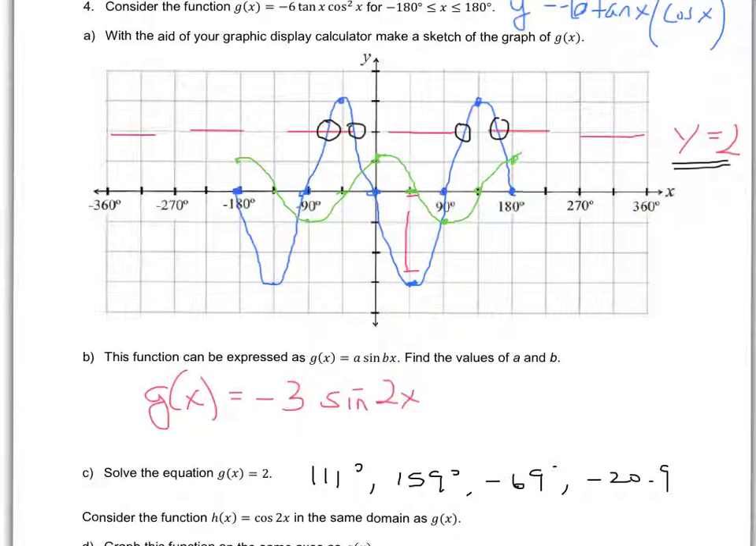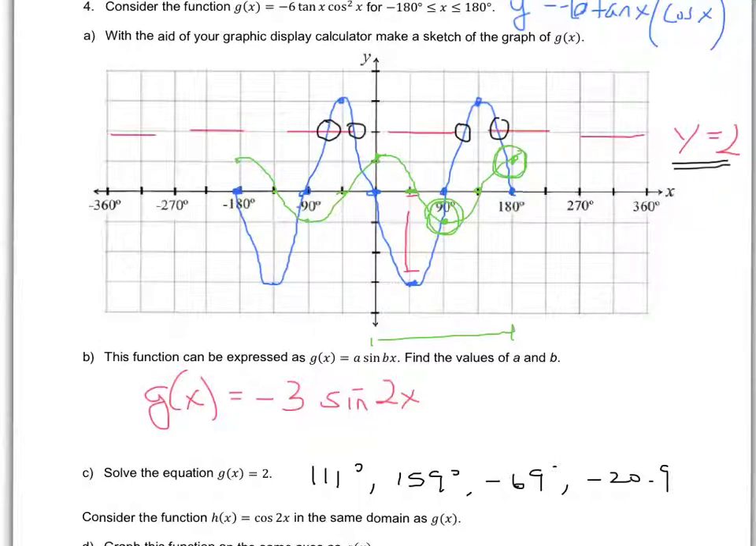Notice that that's bolded. So that means that there are only 2 solutions from 0 to 180. So 0 to 180 is from here to here. There are 2 solutions. One's right here and one's right here. Now it asks me to find them.